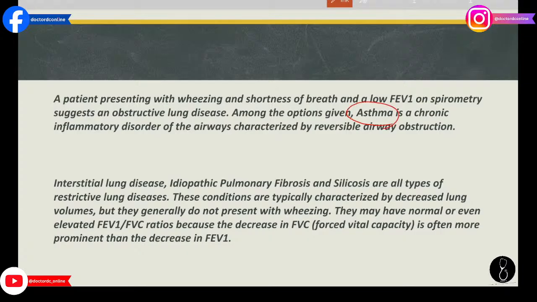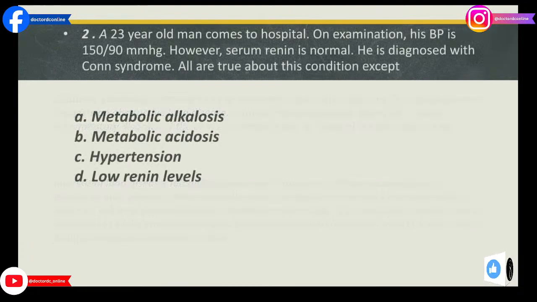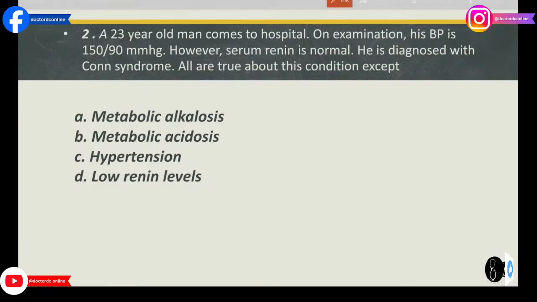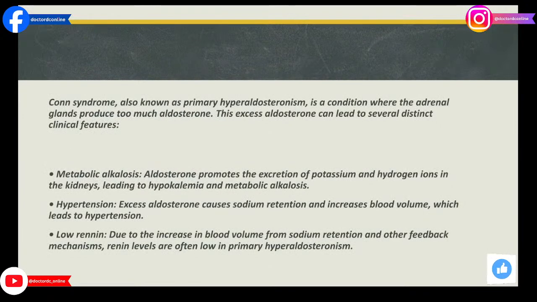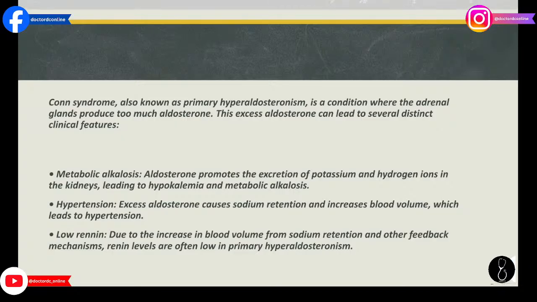In question 16, a man with a blood pressure of 150/90 and normal renin is diagnosed with Conn syndrome. The options are option A, metabolic alkalosis, option B, metabolic acidosis, option C, hypertension, and option D, low renin levels. Conn syndrome causes metabolic alkalosis, not acidosis, due to excess aldosterone. The correct answer is option B, metabolic acidosis.